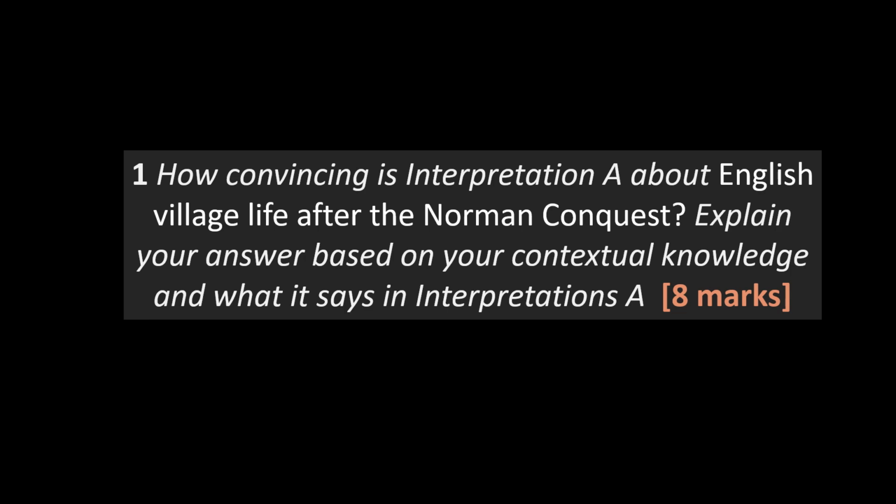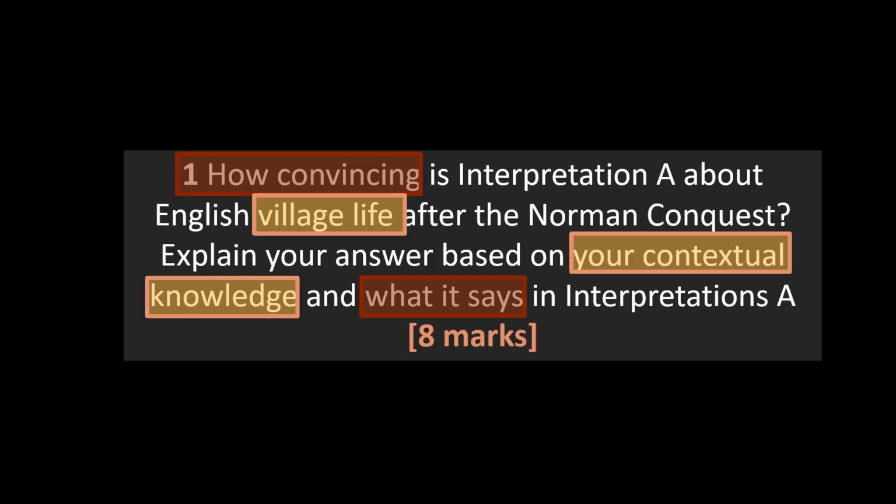Explain your answer based on your contextual knowledge and what it says in interpretation A. Note the parts of the question in italics will always be the same, it is just the topic of the interpretation that differs. This is a how convincing question. In other words, how does this interpretation match your understanding of the given topic? It specifically asks you to refer to what it says in the interpretation rather than on the provenance.